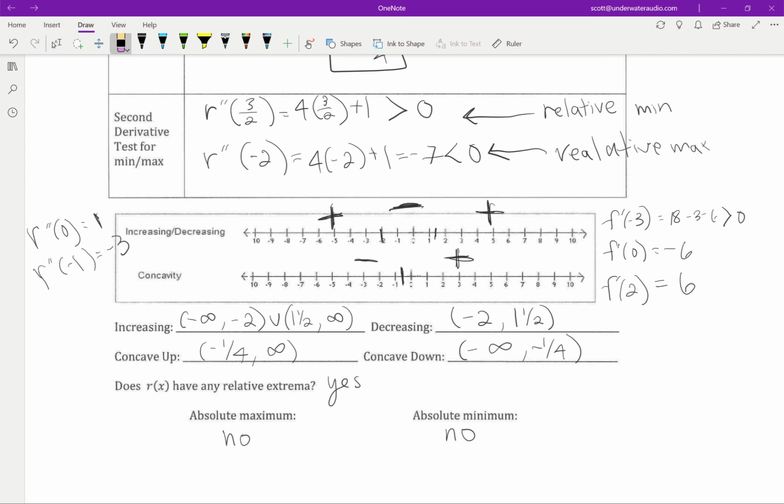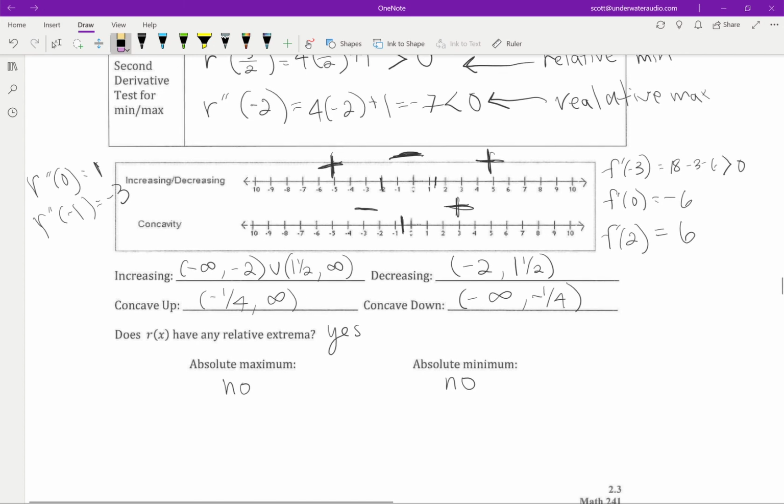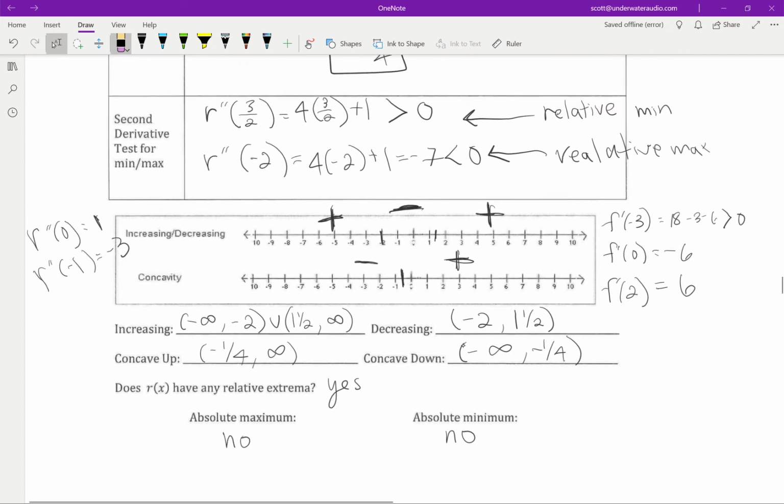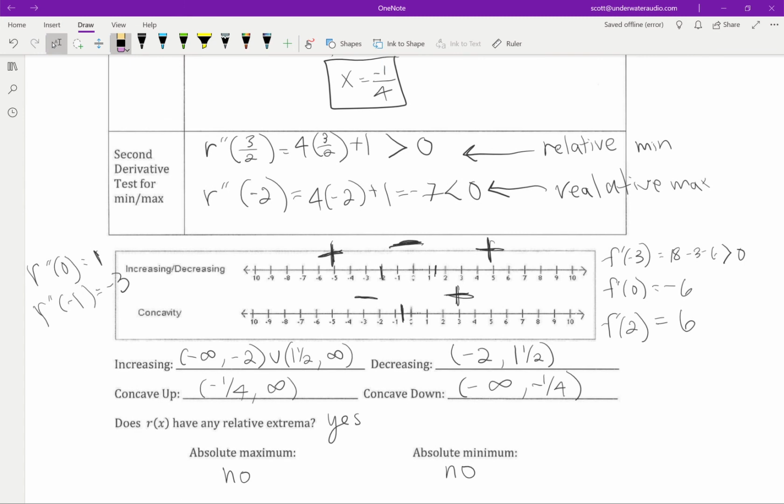And then you're welcome to graph it and check me, see if I'm right. This is a big, long problem, so feel free to ask questions on the discussion board.